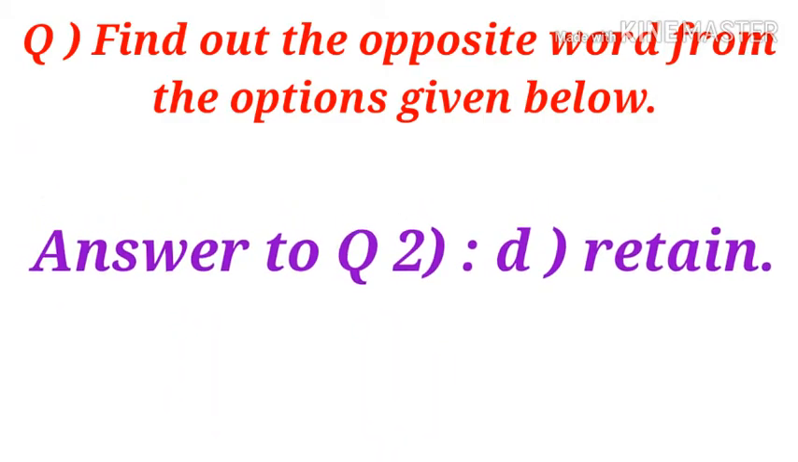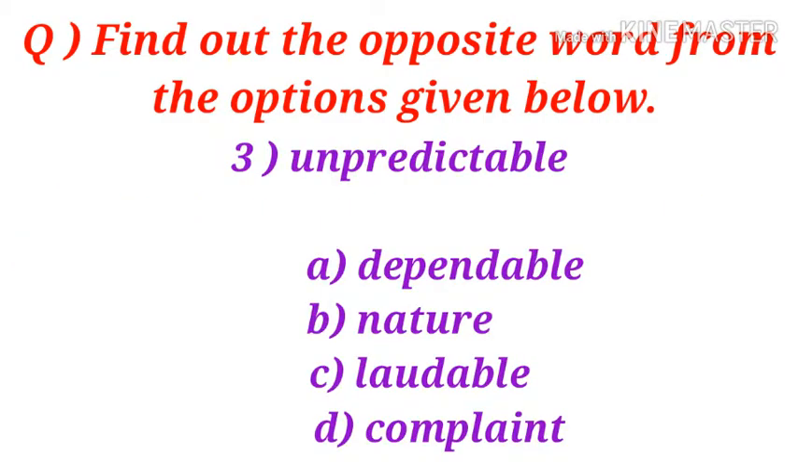Now let's come to question number 3. The third question is unpredictable, and its options are dependable, nature, laudable, and complaint. I repeat, the third question is unpredictable. Its options are dependable, nature, laudable, and complaint. So let's find the meanings.